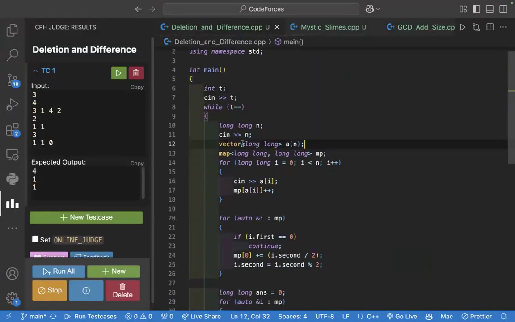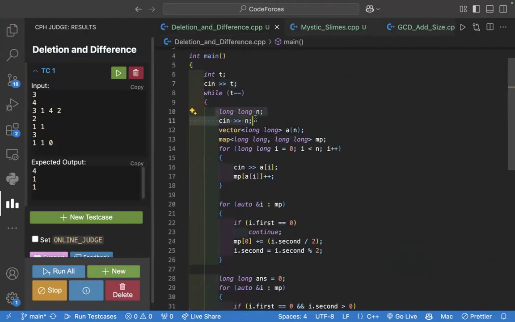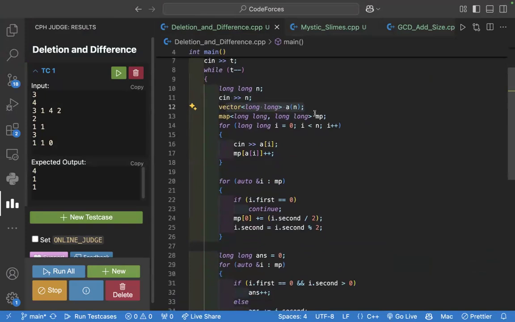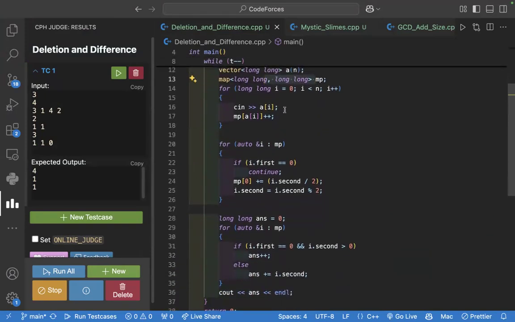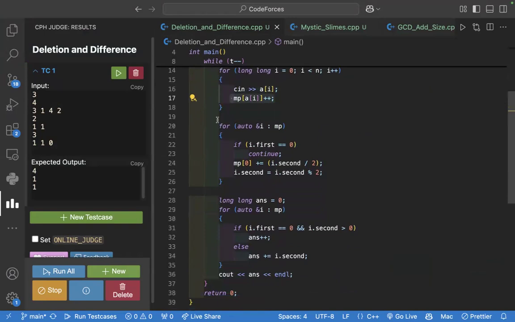So as I said, I'll create, let's say, a t test case count and an n variable, a vector, a map. Let's input and create a map out of it. Let's go inside the map. Remember, I have done a small thing over here. I'm not sure how many of you are aware. I've done auto and then ampersand i. That means I'm referencing directly inside the map.